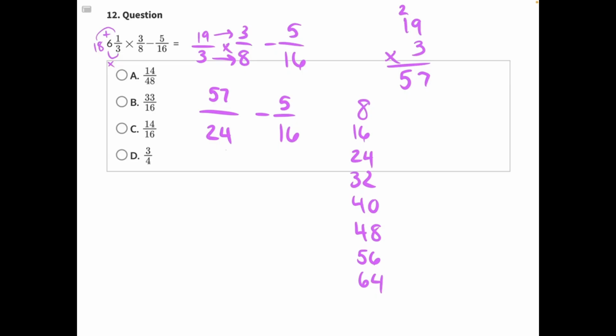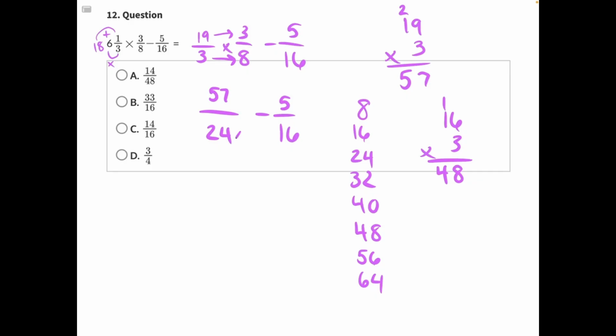I know 24 can go into 48 2 times, and I know 16 can go into 32 2 times, so let's see if maybe 16 could go into 48. Let's try 16 times 3. 3 times 6 is 18. 3 times 1 is 3 plus 1 is 4. Yes, so 48 is going to be our common denominator here.